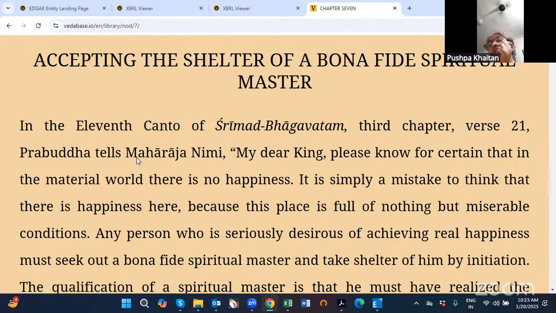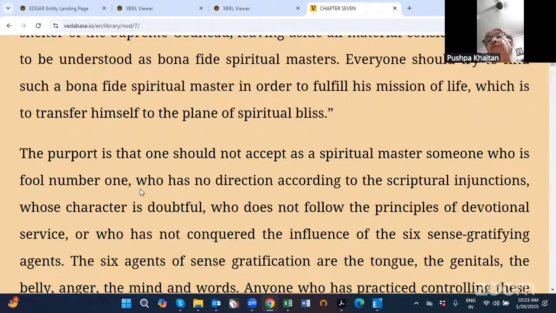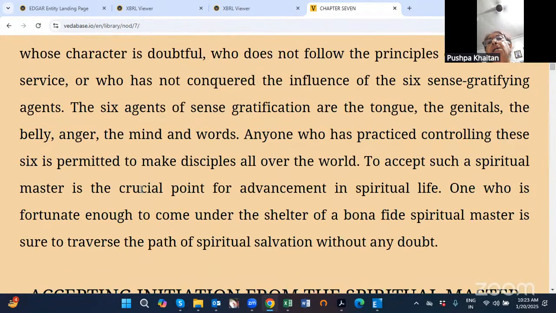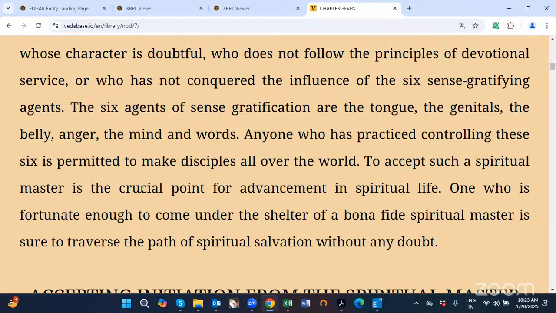To accept such a spiritual master is the crucial point for advancement in spiritual life. One who is fortunate enough to come under the shelter of a bona fide spiritual master is sure to traverse the path of spiritual salvation without any doubt. Hare Krishna.